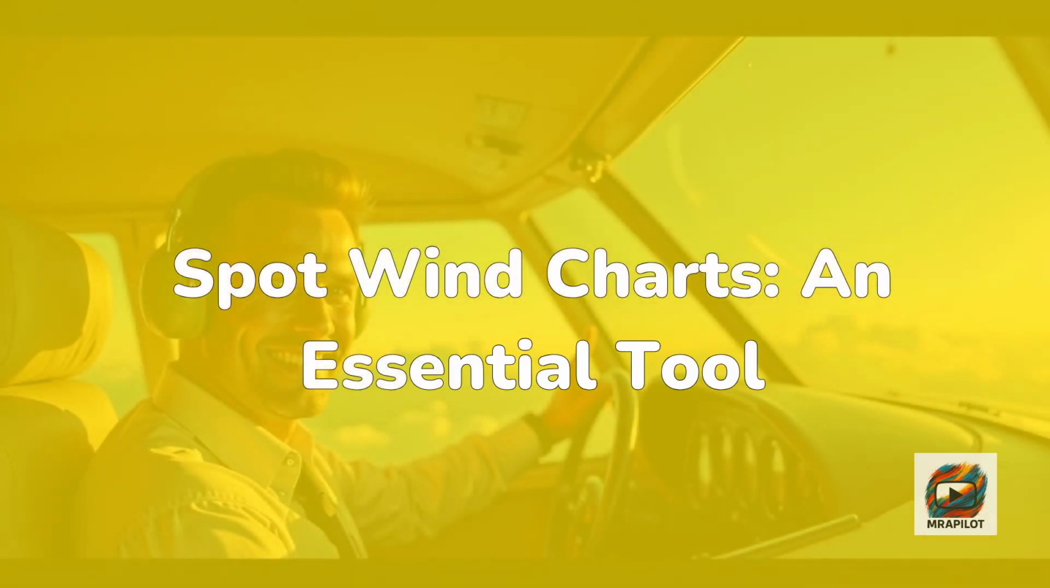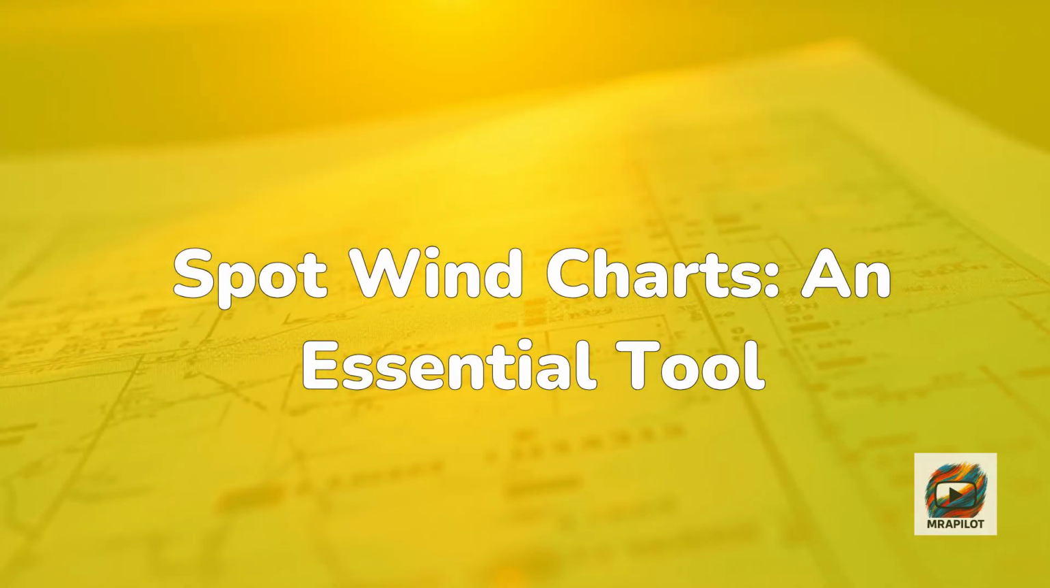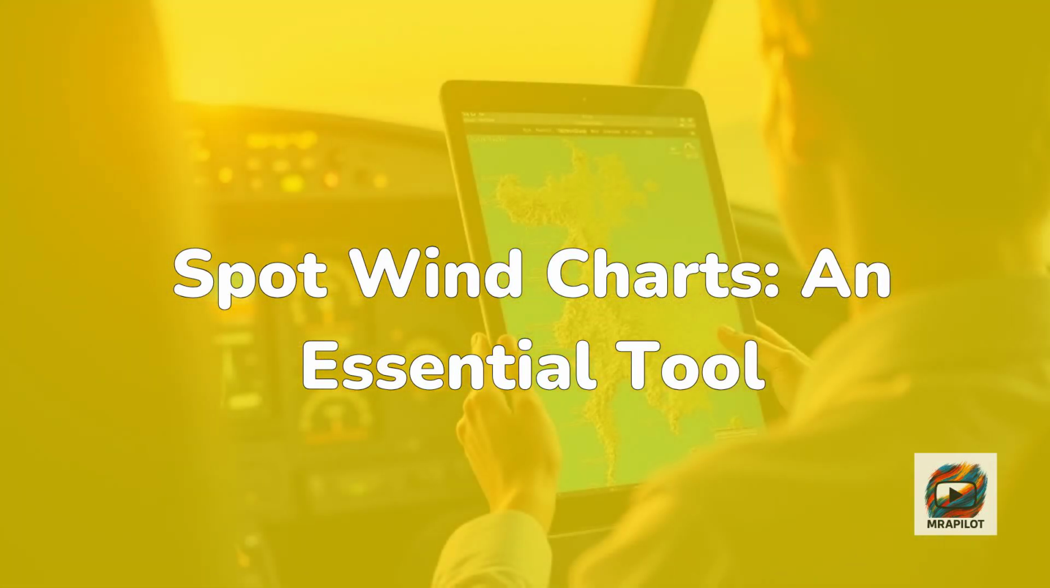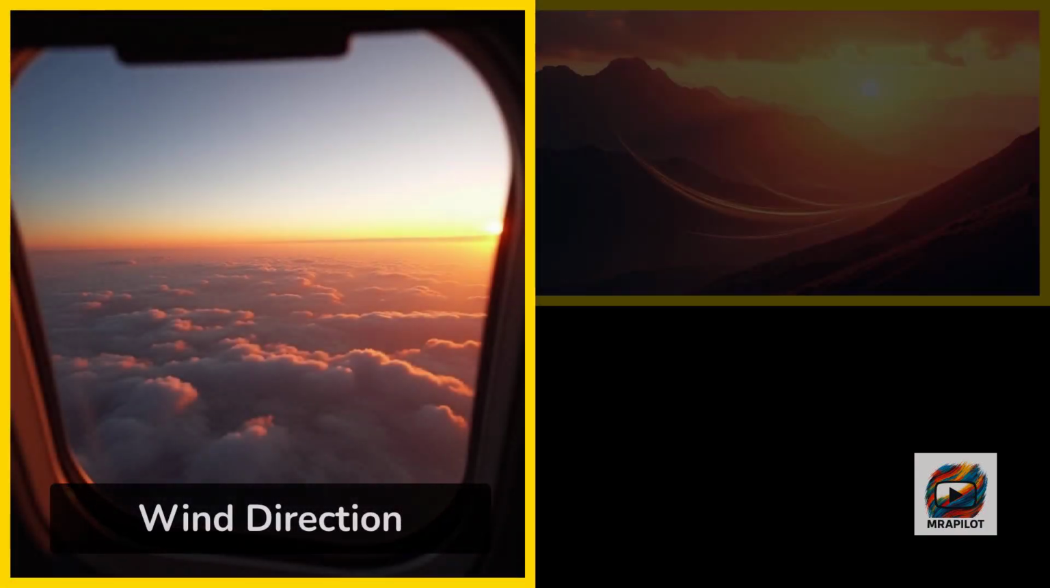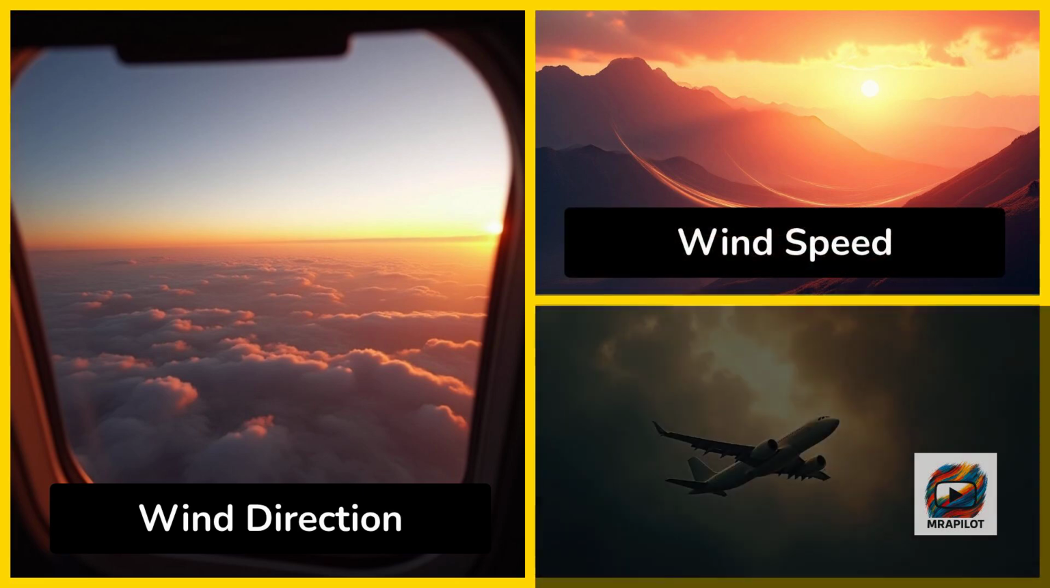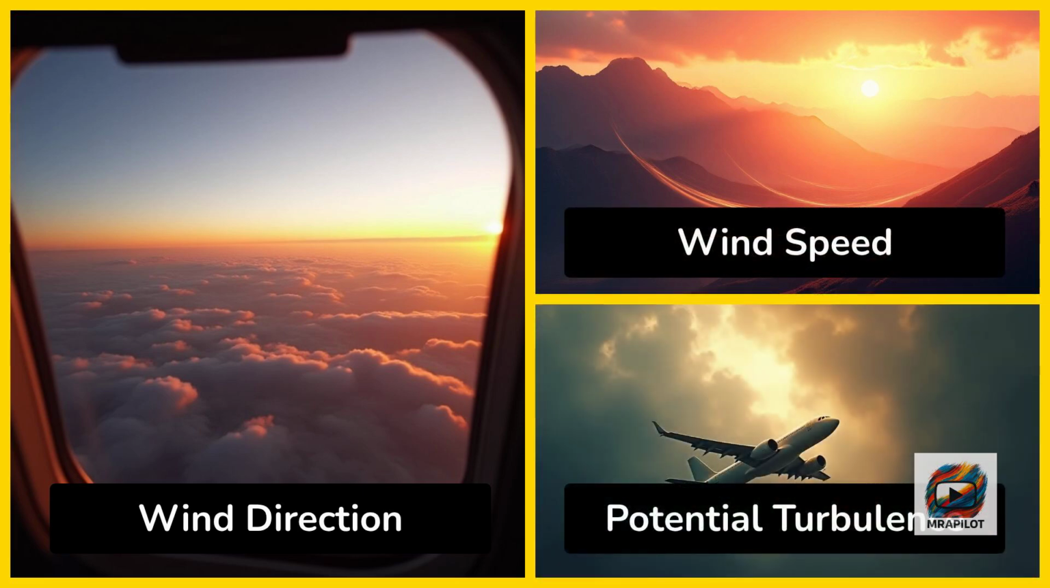Welcome back. In this episode, we'll be focusing on spot wind charts, an essential tool for pilots when it comes to wind forecasting at specific locations. These charts provide detailed wind data for both surface and upper-level winds, helping pilots understand how wind patterns will affect their flight planning. Spot wind charts display wind direction, speed, and gusts for various altitudes, typically at specific flight levels or ground levels.